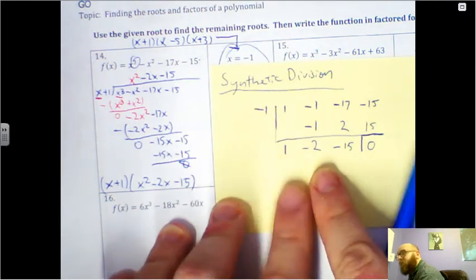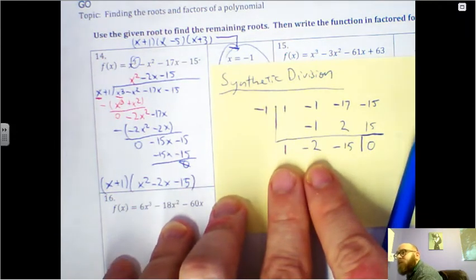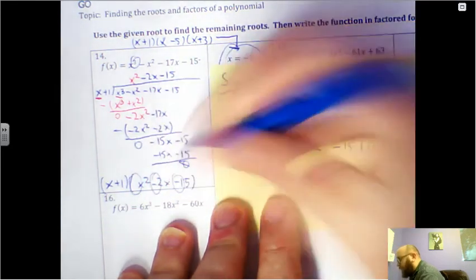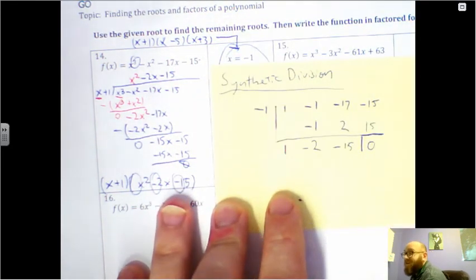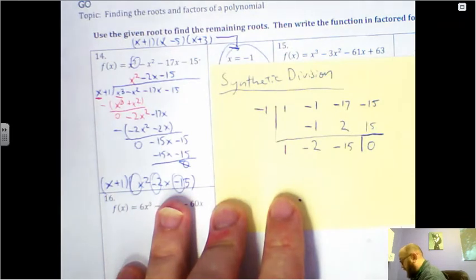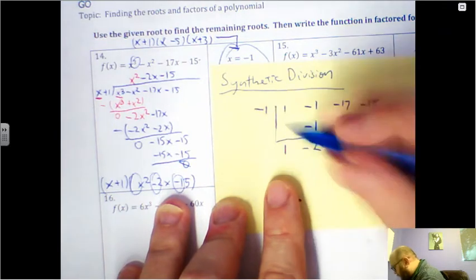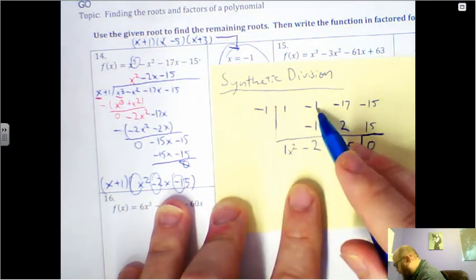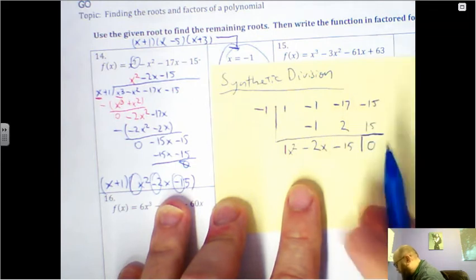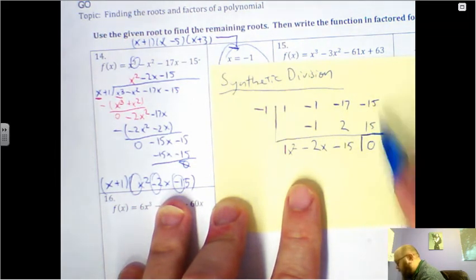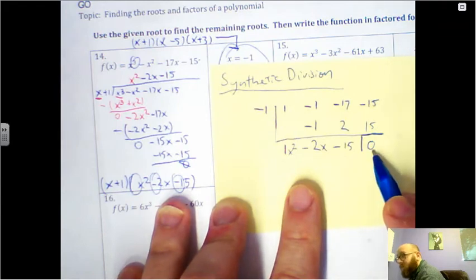Now these might look familiar: 1, negative 2, 15. Those are the coefficients we ended up with after our long division. So synthetic division is a way of speeding up that long division. Now all we do is lower our power. This was originally an x cubed, now it's an x squared. This originally was an x squared, now it's an x. This originally was an x, now it's a constant. And this last one is our remainder, and it's a remainder of 0.